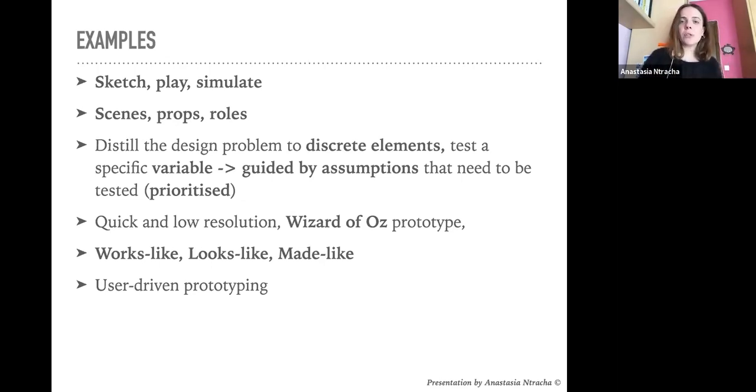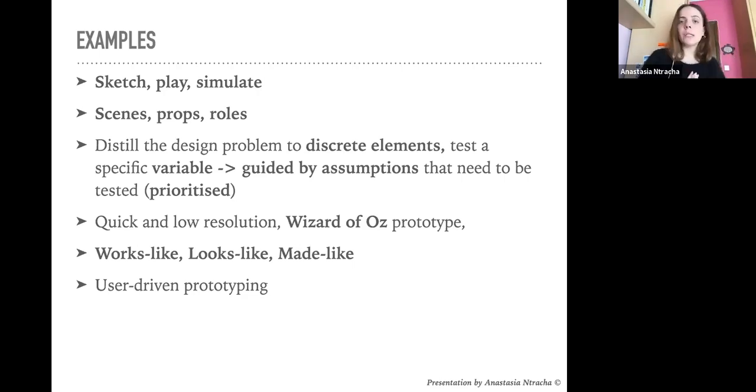It's very important also to know what you want to test. Don't test multiple elements of your final product at the same time, but perhaps break it down into discrete elements. And in order to choose what things and features you want to test, be guided by your own assumptions. So what is the main uncertain thing you want to test?